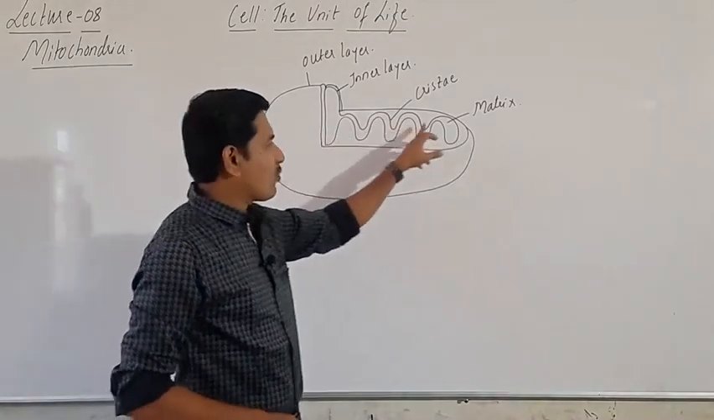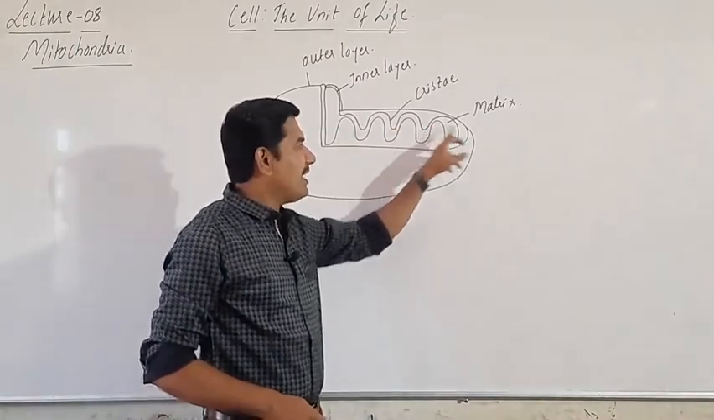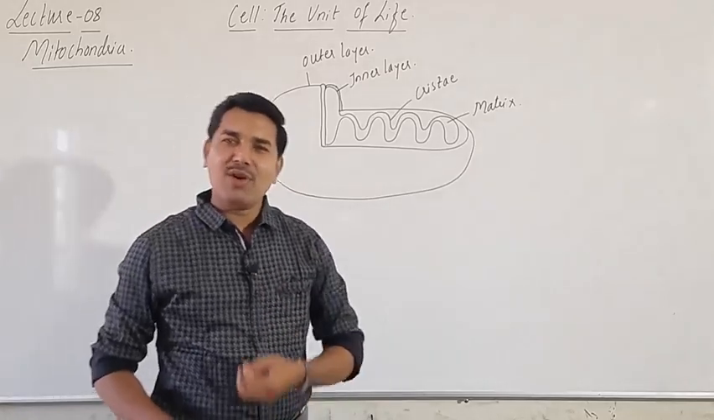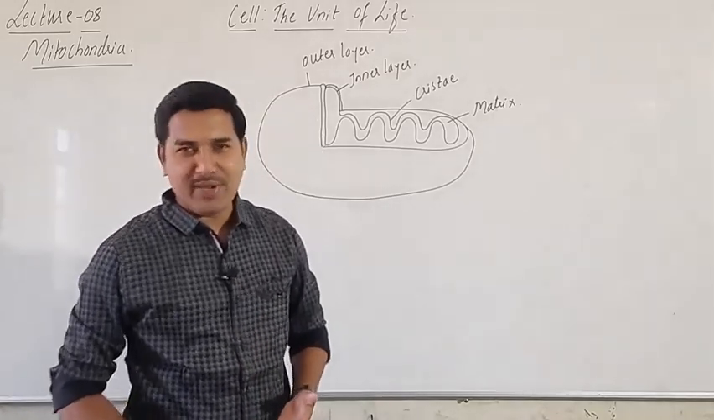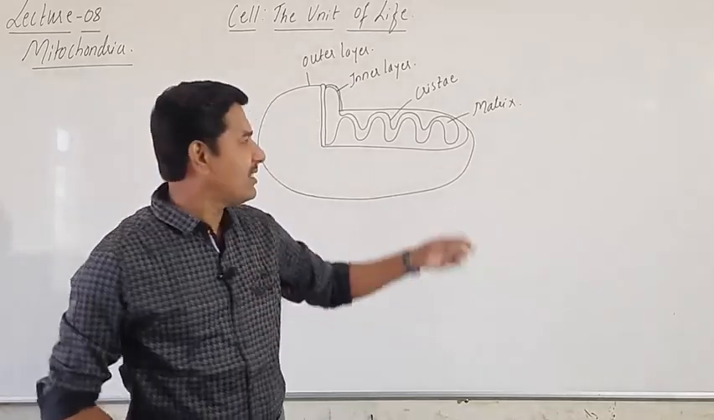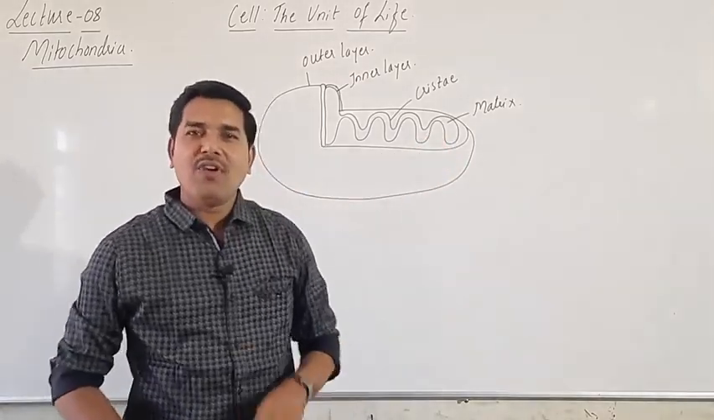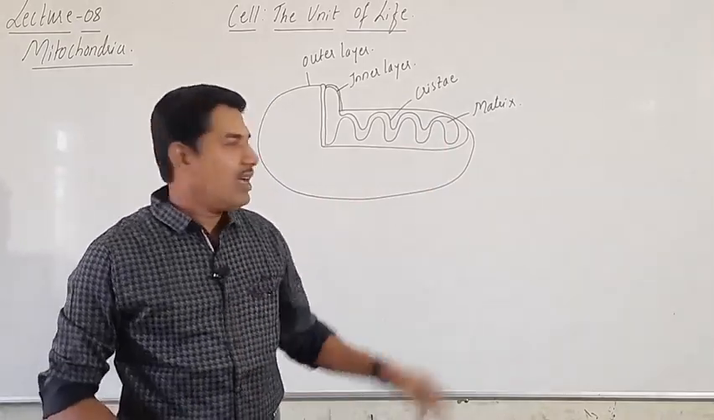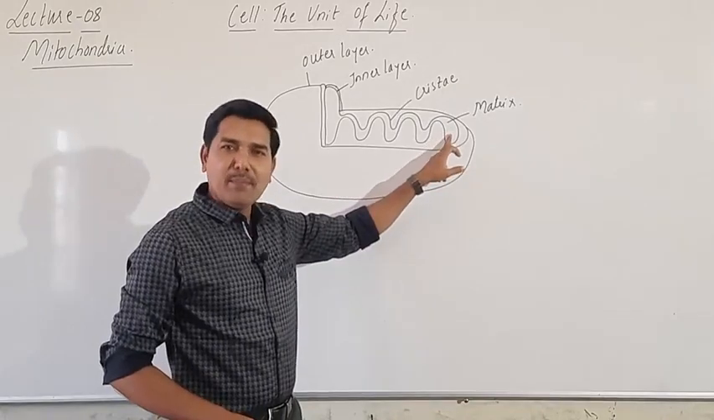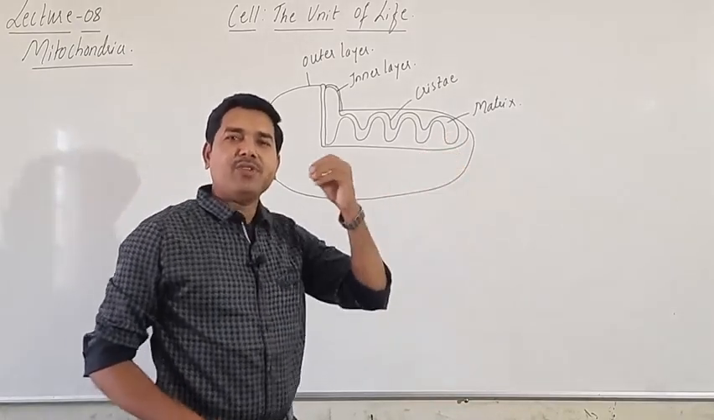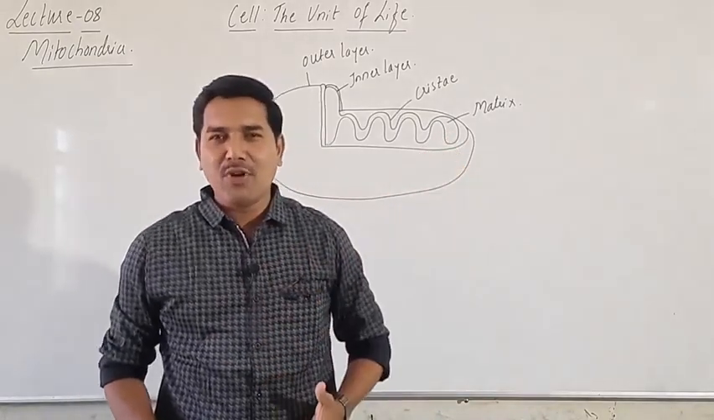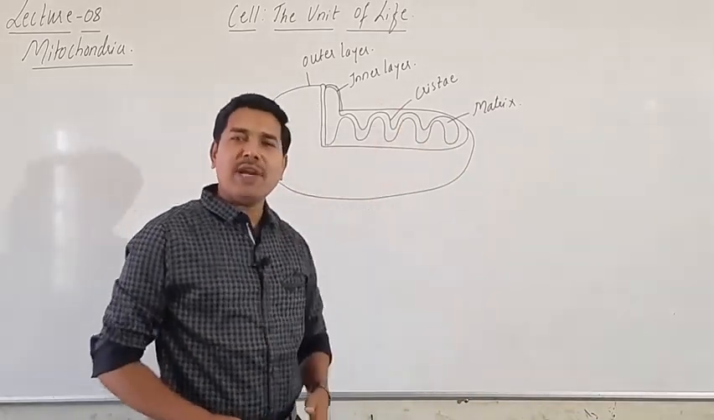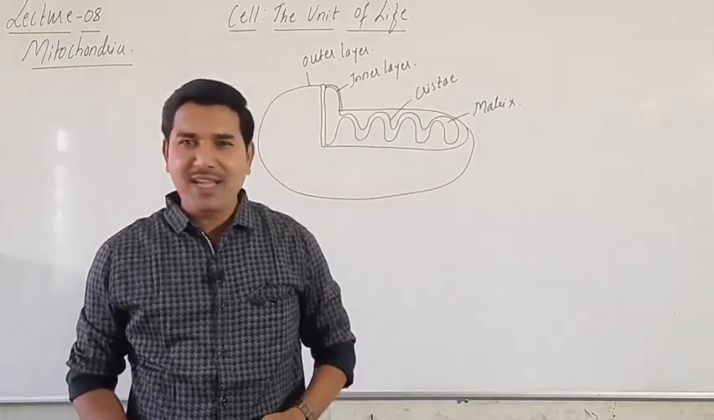So they are thrown into foldings, inside which it consists of a fluid filled matrix that contains enzymes for what? The process of respiration. So respiratory enzymes are present in the matrix of a mitochondria, right? Then apart from these, now the energy is produced in the matrix of mitochondria. So almost the energy in the form of ATP is produced in the matrix of mitochondria, and hence the mitochondria is said to be powerhouse of the cell.